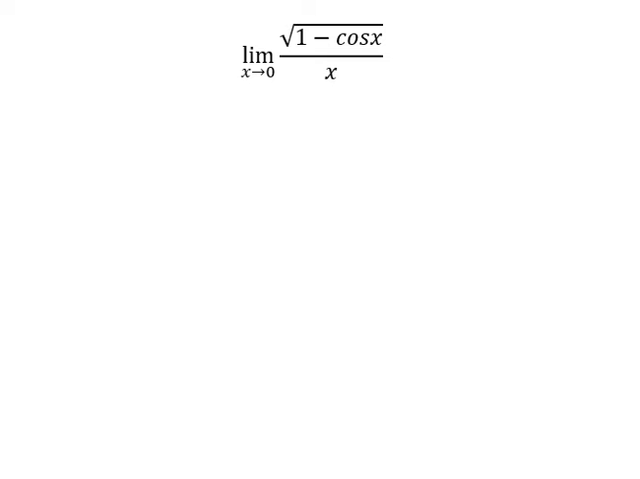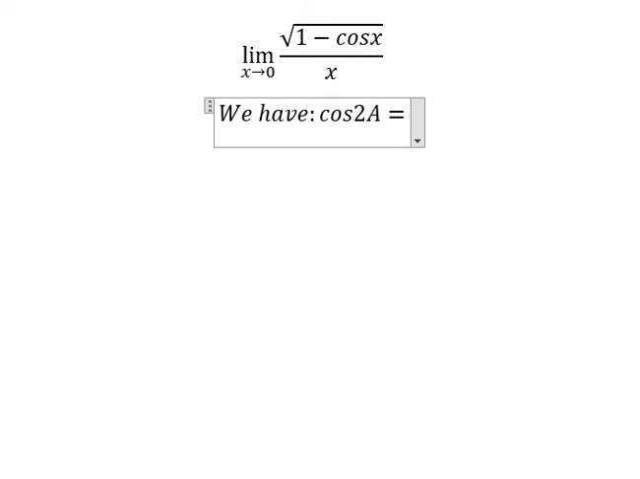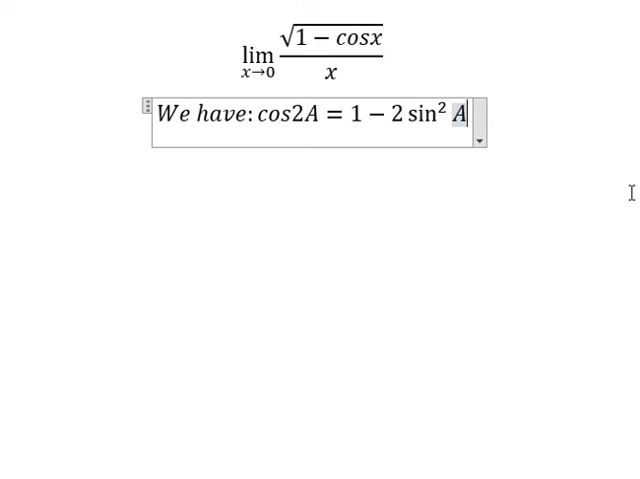The topic today is about limit. So now I want to show you how to answer. We have the formula in here: cosine 2h equals 1 minus 2 sine squared of a.